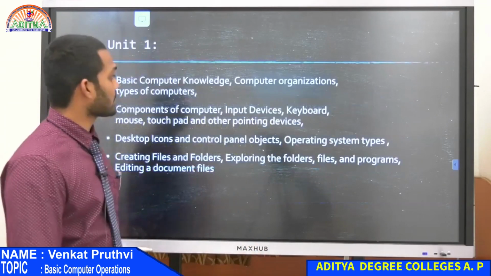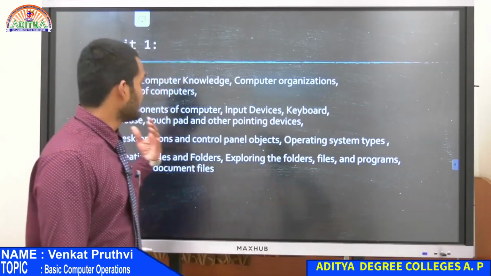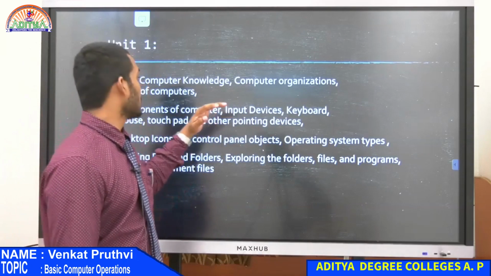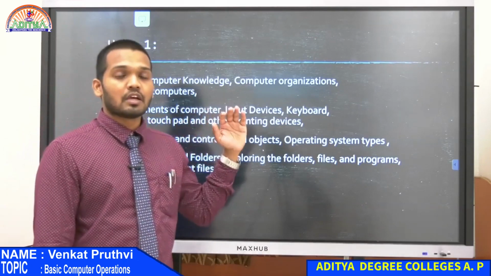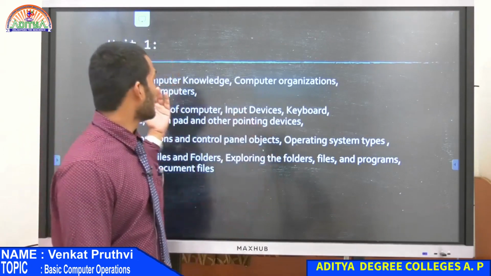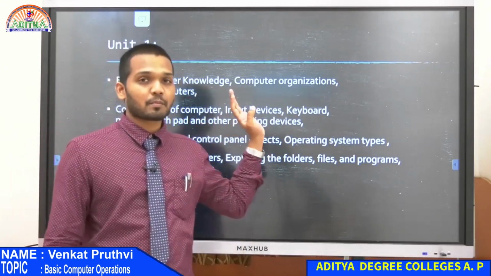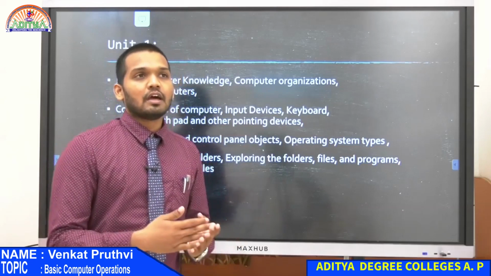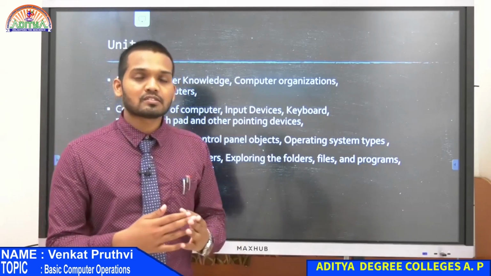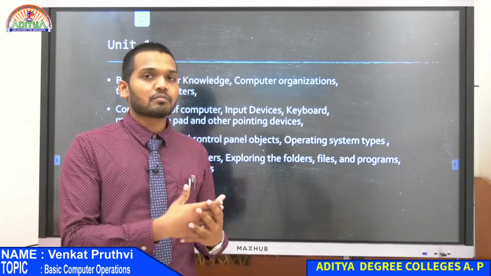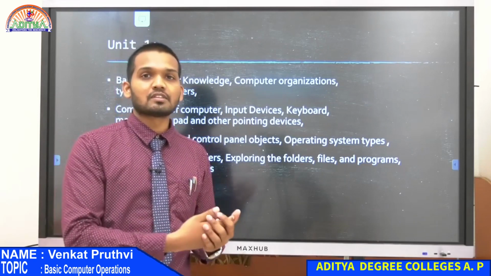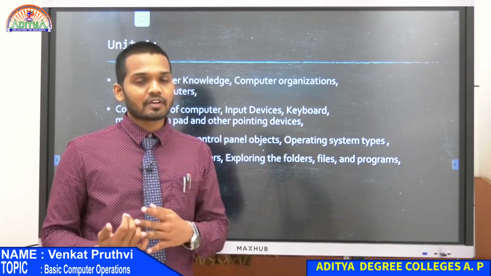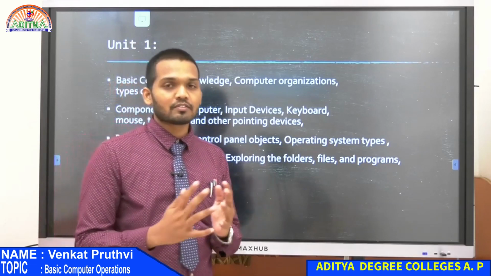But before that, I would like to mention the syllabus once again. For unit 1, we have basic computer knowledge, basic organization and types of computers. Till today, we were only discussing the basic computer knowledge, where we were discussing what a computer is, and after that we were trying to understand what was the first mechanical or calculating device that was invented, and from that stage till what we are today, we were discussing all of this.